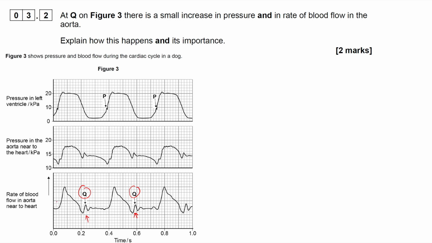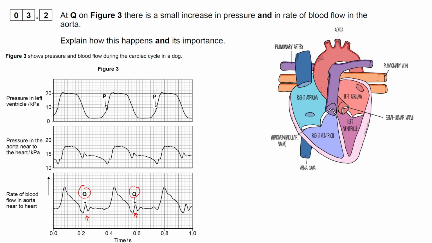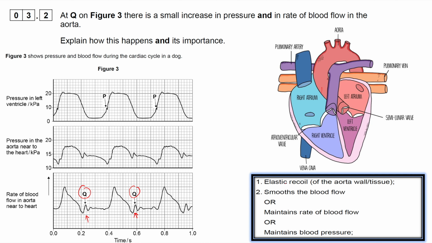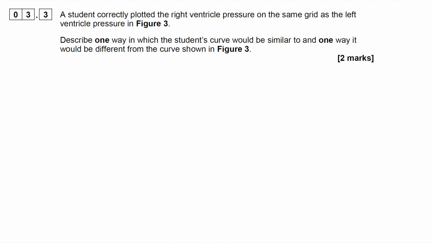So basically what's happening here is because the aorta is elastic, so it's just the elastic recoil that generates this small blood flow. So aorta is a major vessel and it's the elastic recoil after every heartbeat which makes a small flow. So your answer should include number 1, elastic recoil of the aorta wall or tissue, and number 2, smooths the blood flow, or you can say maintains a rate of blood flow, or you can say maintains blood pressure.